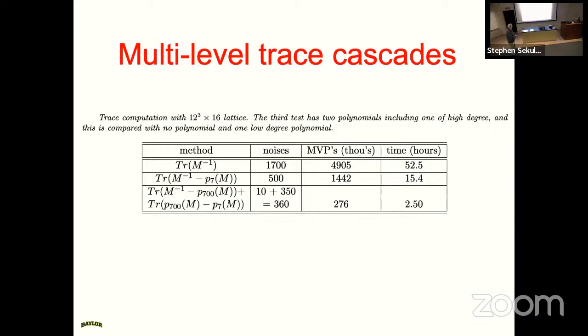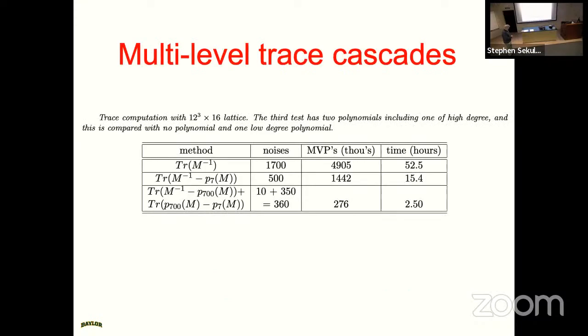So here, I'm just using a traditional method, using noises, looking at a scalar operator, trying to isolate that. I need a lot of noises, a lot of matrix vector products, and a lot of time. Here, I'm subtracting a 7th order polynomial. Why am I choosing a 7th order polynomial? Because at low enough orders, you can do a hopping parameter expansion of your low order polynomial, and you can calculate these things exactly.